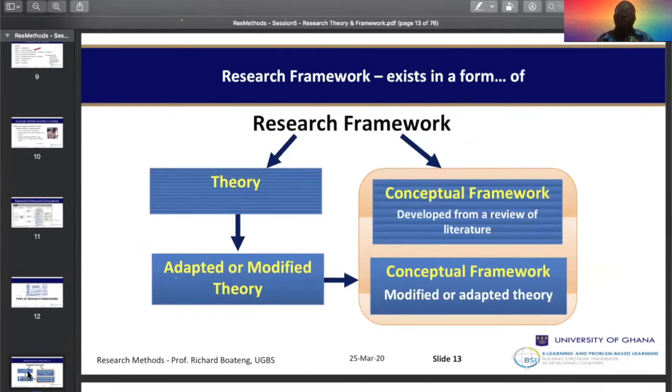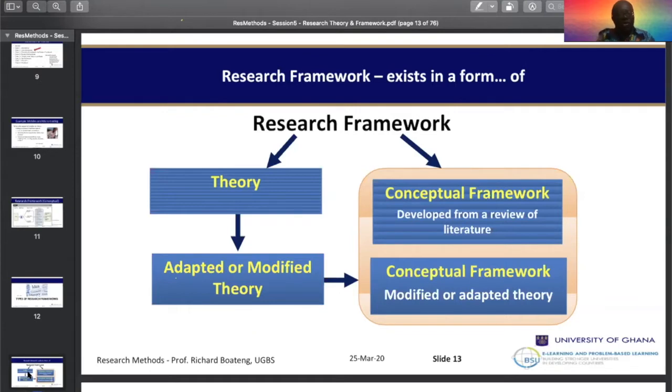So in developing a research framework in an academic piece of work, there could be two approaches. One approach is somebody can pick an existing theory, which I'll explain later, and adapt it for his work and modify it. In that scenario, after he has adapted it, it becomes what you use for his work. The outcome is that he has taken the existing theory, adapted it to his work, and he's now going to apply it.